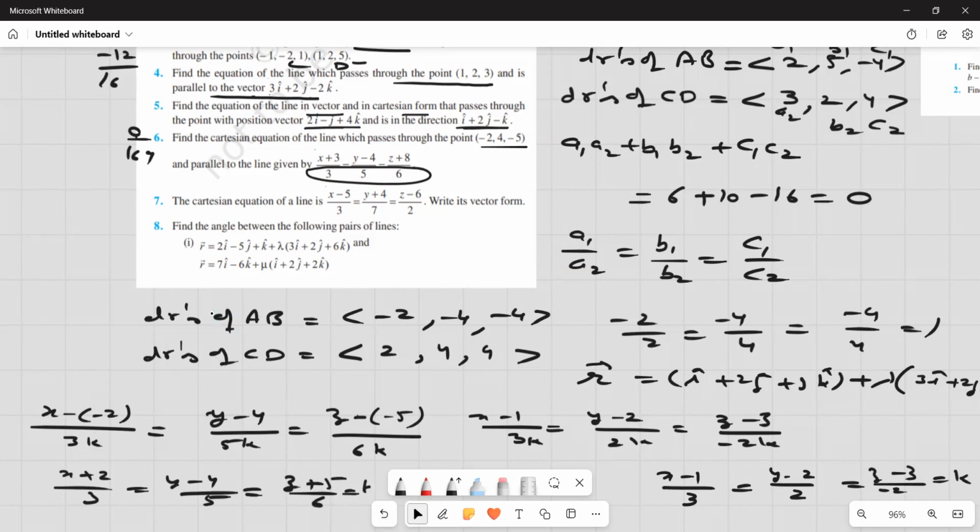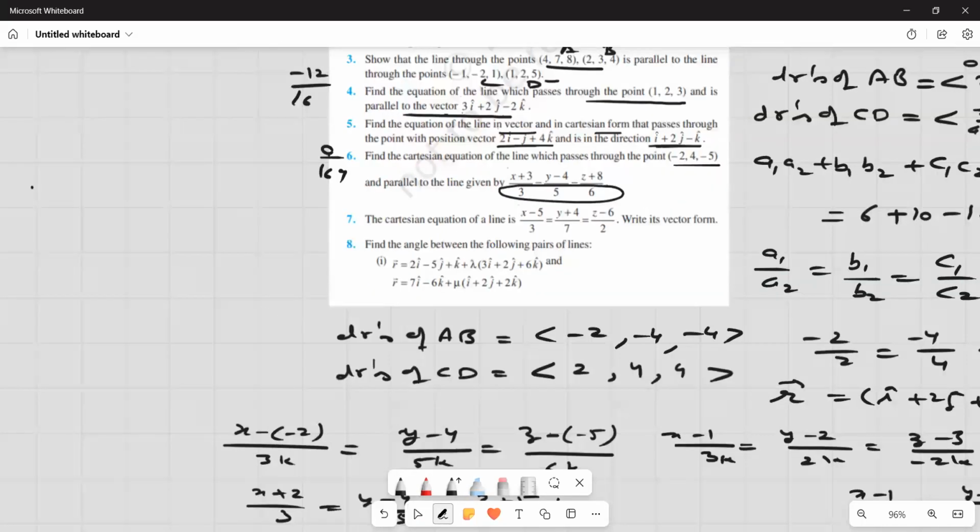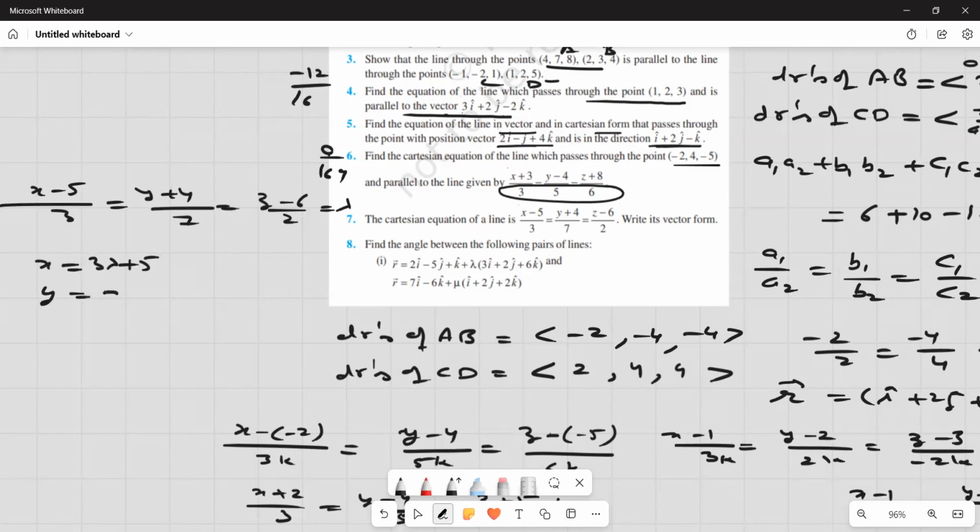Next, write this equation in the vector form. X minus 5 by 3 is equal to y plus 4 by 7 is equal to z minus 6 by 2. Take this is equal to lambda. So x is equal to 3 lambda plus 5. Y is equal to 7 lambda minus 4. Z is equal to 2 lambda plus 6. So r is equal to a plus lambda b, na.